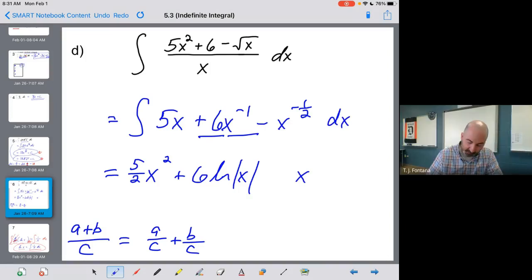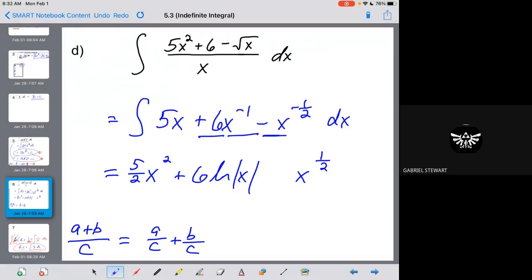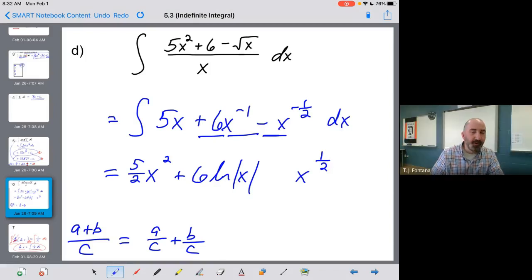1/2. Positive 1/2, correct. And then divide the old coefficient by the new exponent. So our old coefficient was negative 1. Let's divide negative 1 by 1/2. And what do you get? Negative 1/2. No. What? Negative 2. I apologize. We're dividing by 1/2, which is multiplying by 2. So that should be a minus 2 x to the 1/2 and a plus c at the end of that.